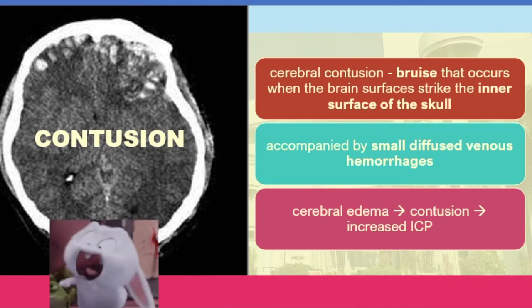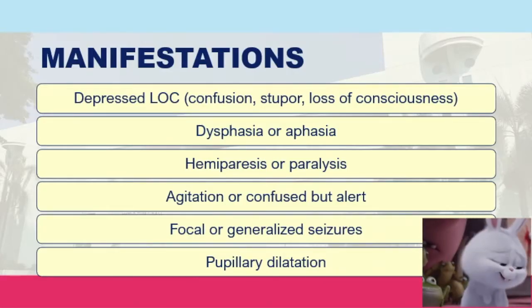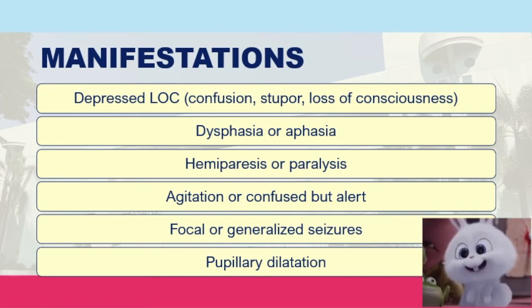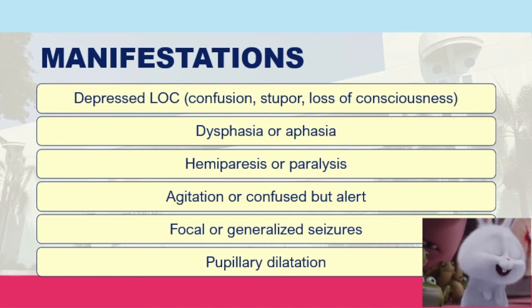The problem in the contusion, class, is that there will be cerebral edema. And once there's cerebral edema, class, this would result to contusion, and then later on that would increase the blood pressure of your patient. Now, manifestations of contusion would involve depressed level of consciousness. So you have your confusion, stupor, then loss of consciousness. Patient may have dysphagia or aphasia, hemiparesis, which is weakness, or also paralysis, agitation or confused, but may be alert, focal or generalized seizure, and then you'll have your pupillary dilation.